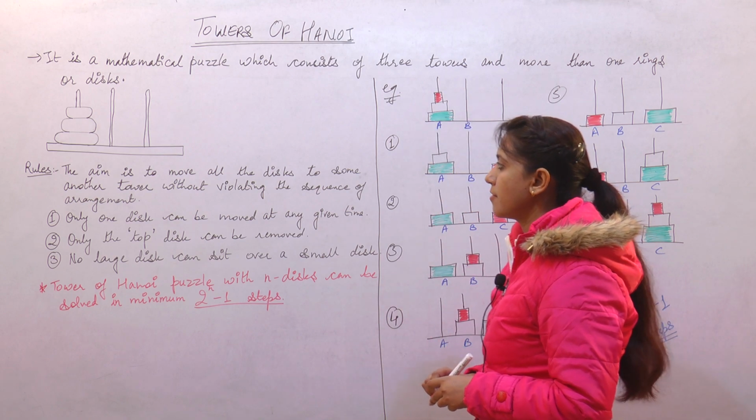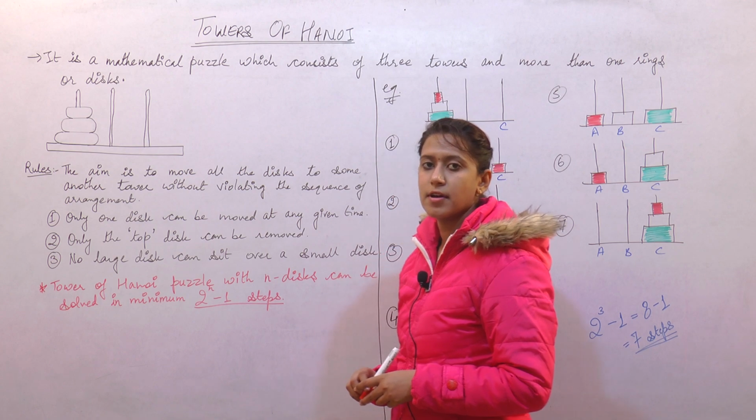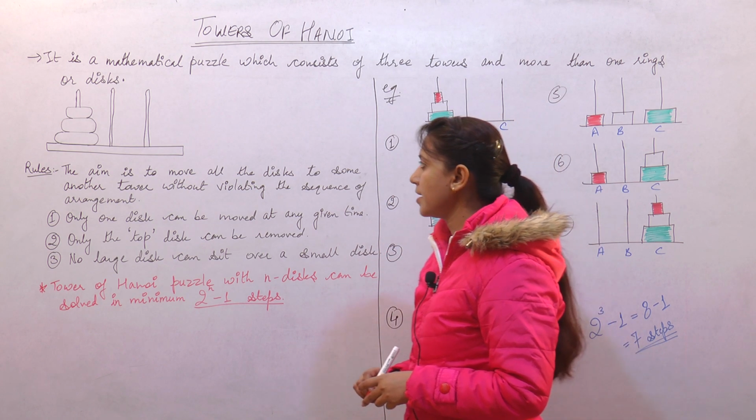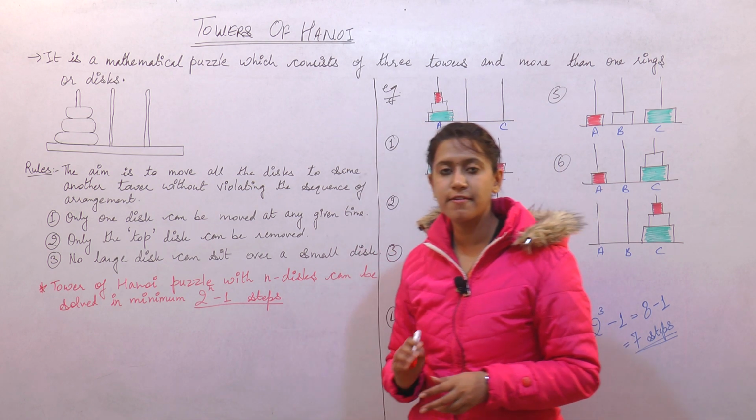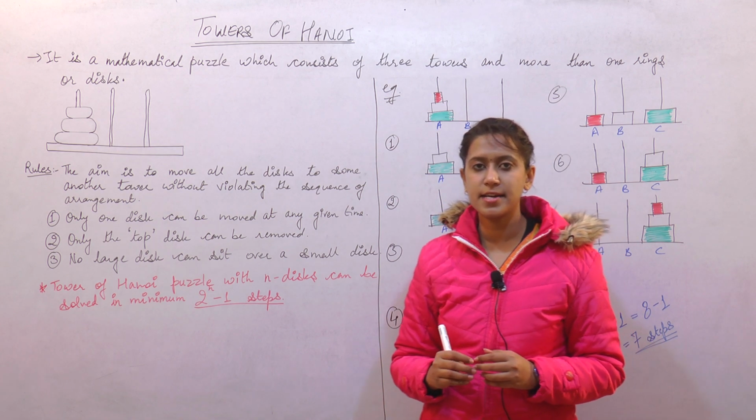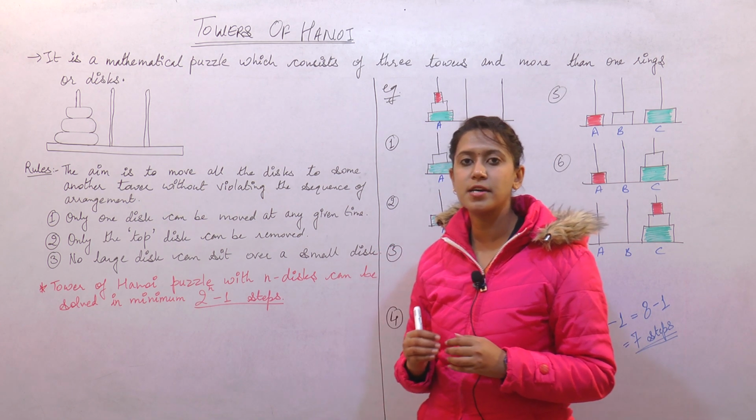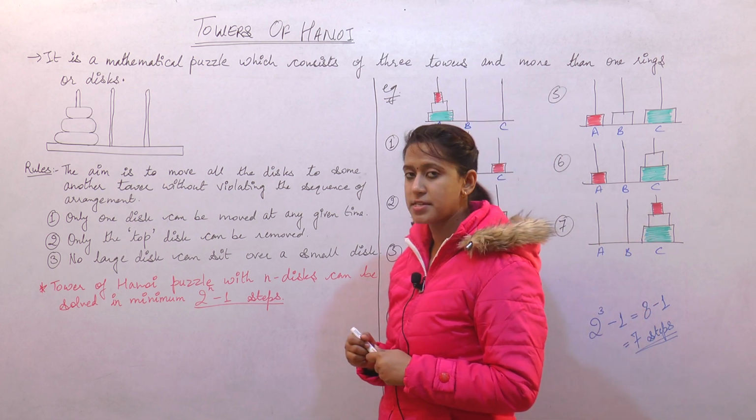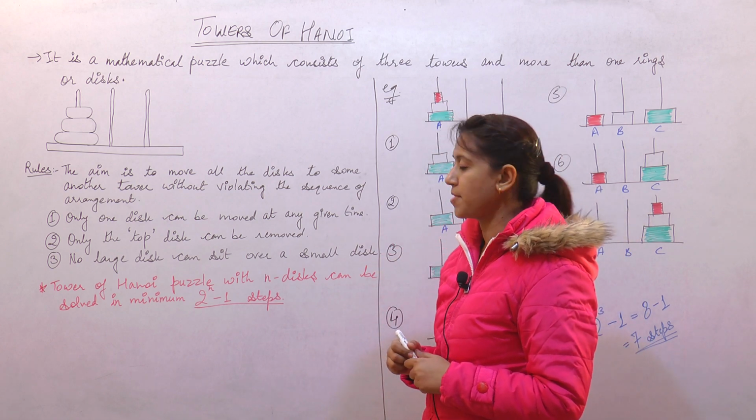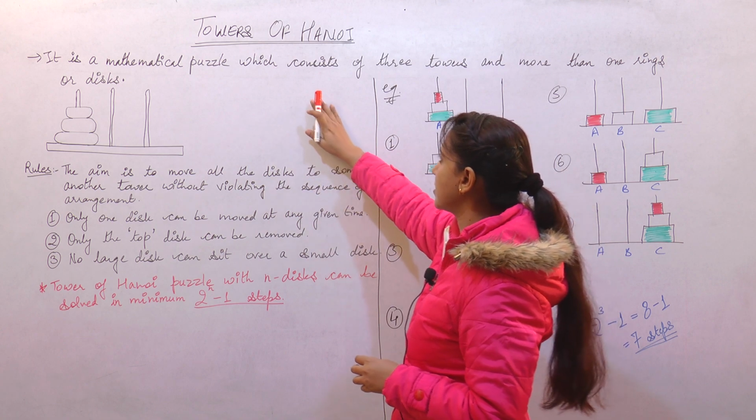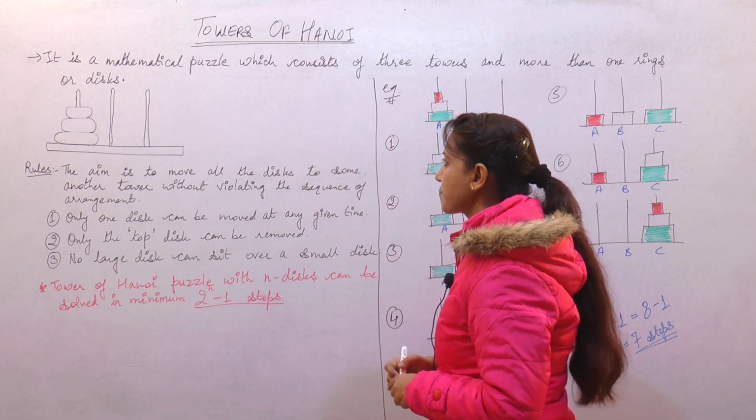That means one disk is stored above the other, and if we want to remove a disk, only one disk can be removed at a time, and that disk too should be the top one, like we studied in the stack operations. So let's start with this topic, Towers of Hanoi.